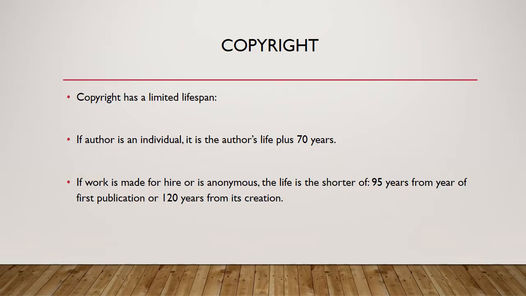So the example of my neighbor in Nashville who wrote music for the publishing company, in that scenario, the publishing company is the one who owns the copyright. So in that scenario, the lifespan of the copyright is the shorter of either 95 years from the date of first publication or 120 years from its creation. So it's possible that you could have something that's written but it's not published for 40 years. In that scenario, it would be 120 years from creation because that's going to be the shorter of 95 years from publication.